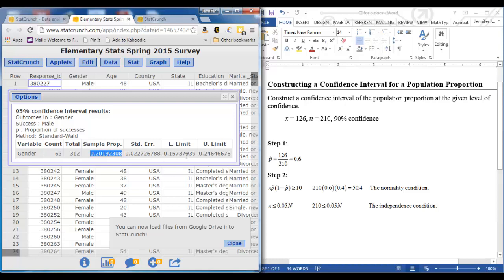So our lower limit is approximately 16% or 0.16. Our upper limit is approximately 0.25 or 25%. So we would estimate that the population proportion of males with 95% confidence is between 16% and 25%.